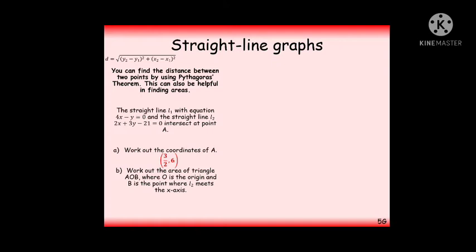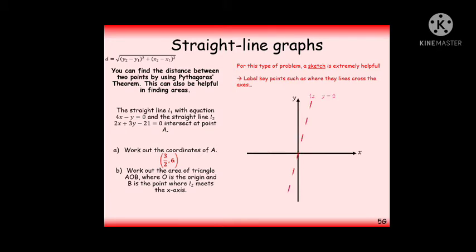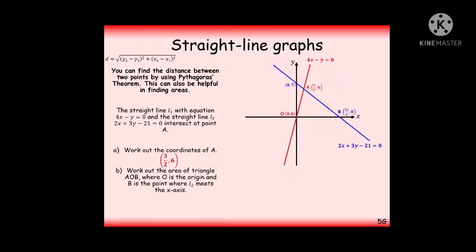So work out the area of the triangle AOB, where O is the origin and B is the point where L2 meets the x-axis. This type of problem, a sketch is quite helpful. The phrase: if it's tricky, draw a picky, right? So those are two lines. We know where they intersect and we can find out where they cross the axes. Yeah, it's quite helpful. And we know where they meet because we know from part A. So part A kind of leads you into part B, if you will.